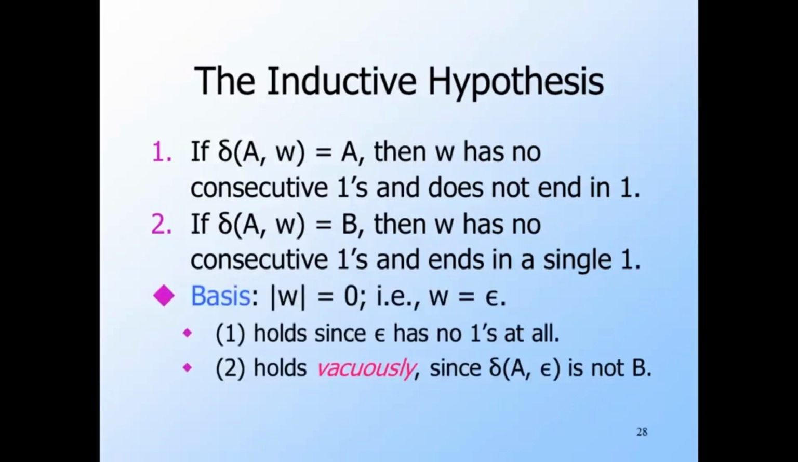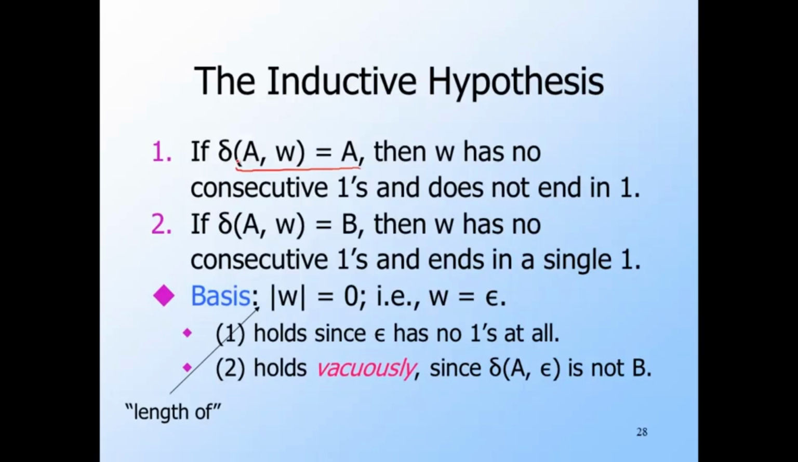Remember, the induction is on the length of W, so the basis case is when W is the empty string, the only string of length 0. We're going to use bars around a string to denote its length. And now, let's prove part 1 of the basis. Delta of A and the empty string is indeed equal to A, but the conclusion is true since the empty string does not have consecutive ones.